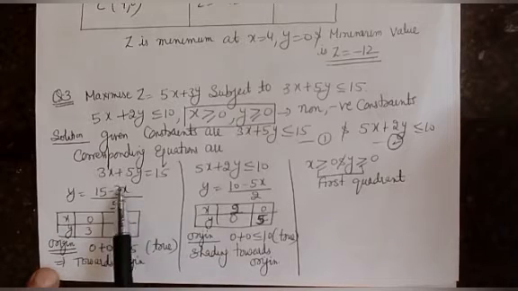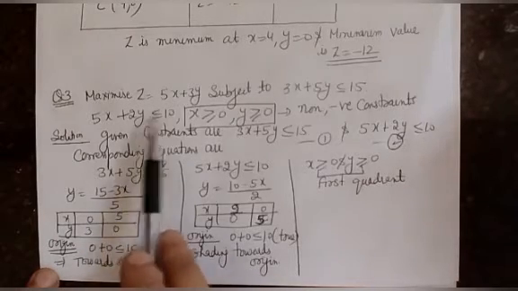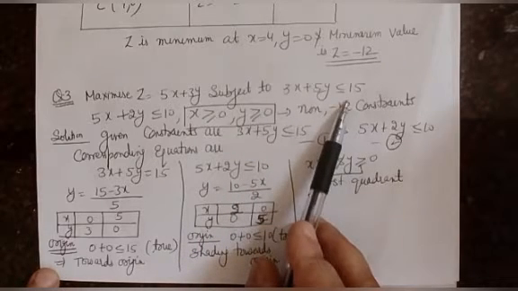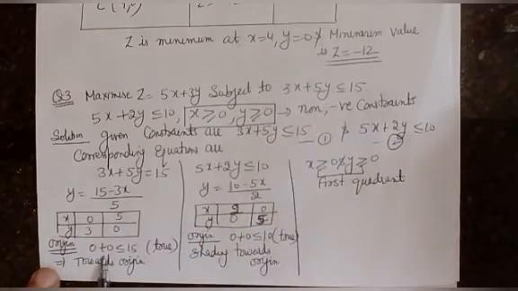And let us check the origin in the inequation itself. Here in the inequation, 0 plus 0 less than equal to 15, 0 less than equal to 15. Origin is satisfied. So that means shading is towards the origin.